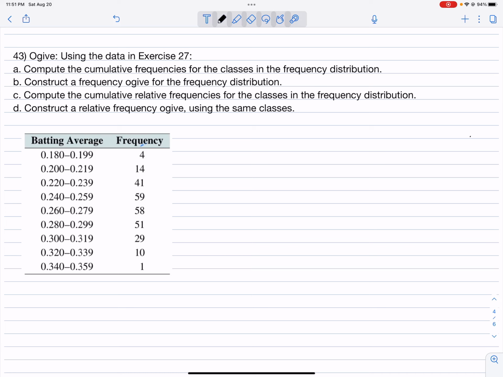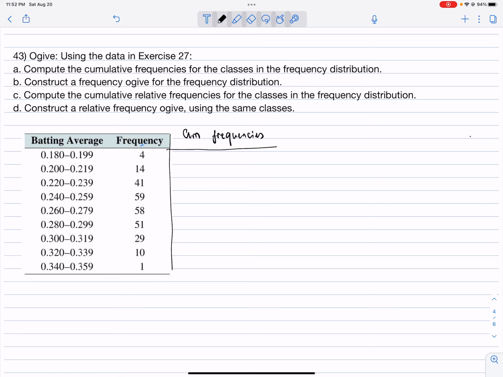Problem 43. Use the data in exercise 27. In part A, we want to compute the cumulative frequencies for the classes in the frequency distribution. So the table in problem 27, I copy in here, and to calculate the cumulative frequency, we need to make one more column. The word cumulative means we add up. Cumulative frequencies, that means we add up the frequency numbers together.